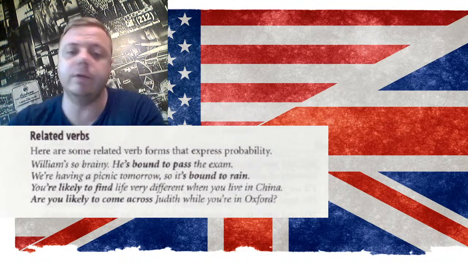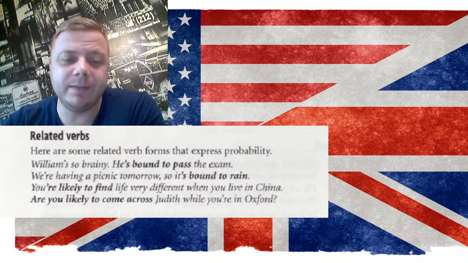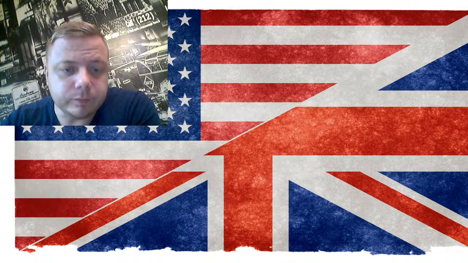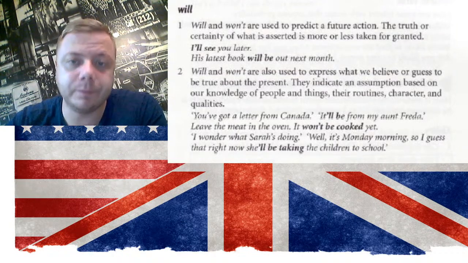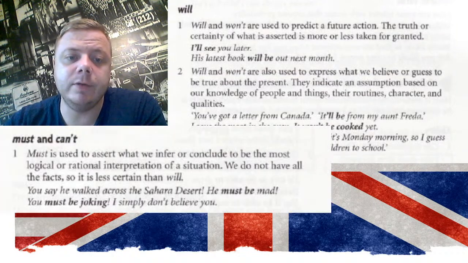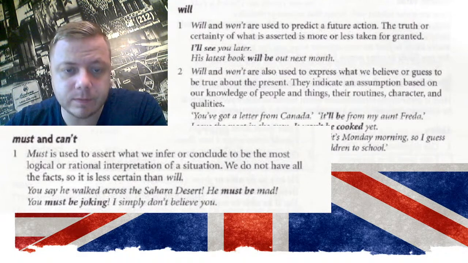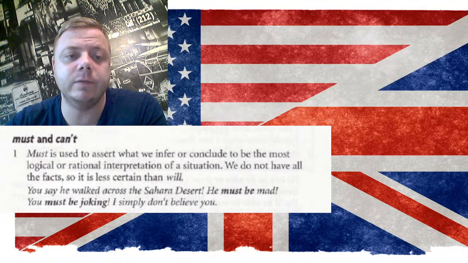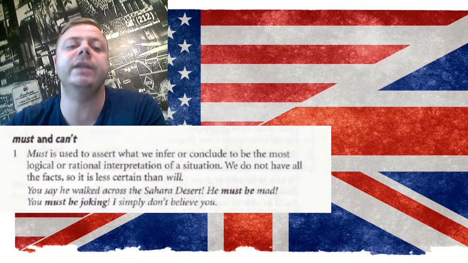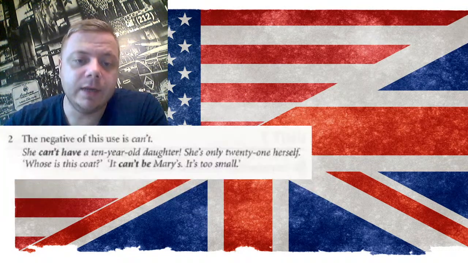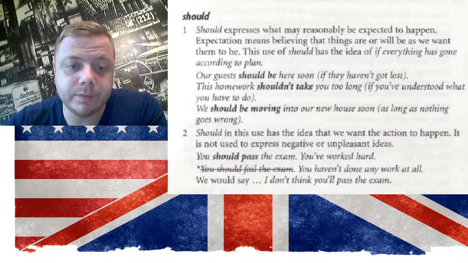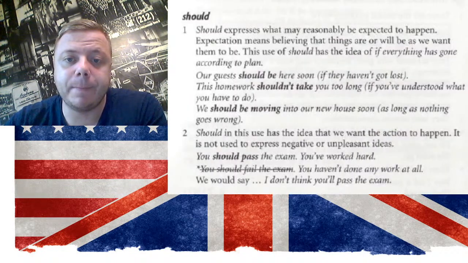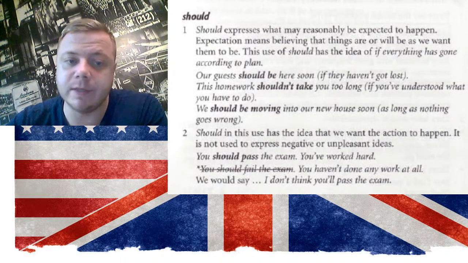Okay, guys, so let's just go through all of them again. So, will, the most certain. Then you have must, and it's not as certain as will. Will is more certain than must, and the negative of must is can't. The next one is should, right? And the negative of should would be like, I don't think something will happen.